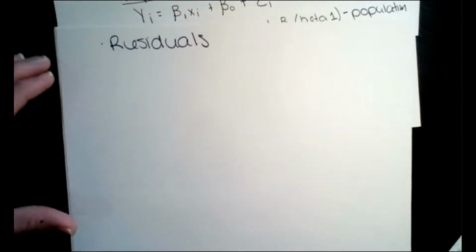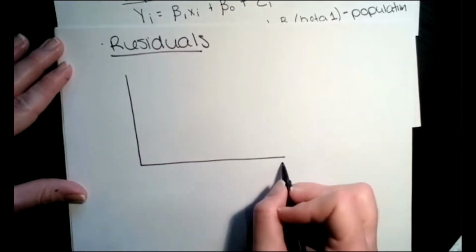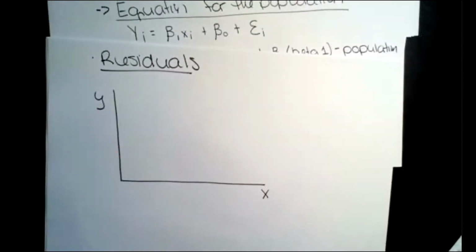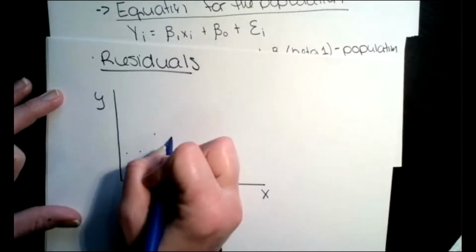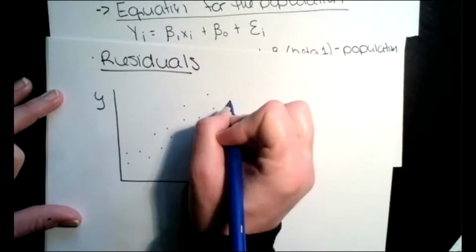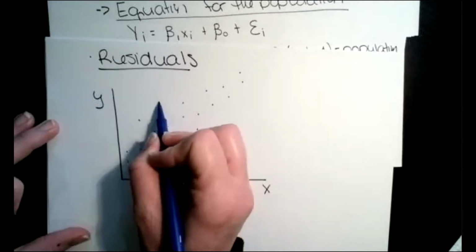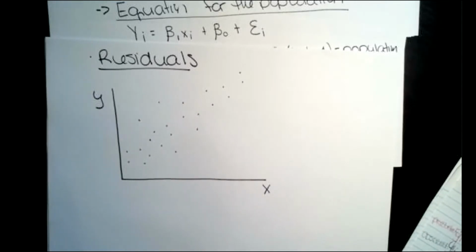So for our residuals, I'm going to give you a visual because I think the visual is the best way to go here. If we have a scatter plot, this is my x, this is my y, and we're looking at some points. We have a scatter plot that looks something like this. I'll put a couple further out. There we go.